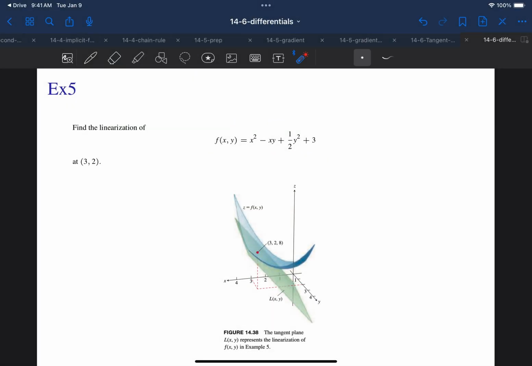So we're looking at your current position (3, 2), which is here, right? And I want (3, 2, 8). So (3, 2) is x, y, and the corresponding z is, if we put (3, 2) here, then you can see that 3 times 2 plus 1/2 times 2 squared plus 3, which is 8. So your z value is 8. We can directly do the algebra to get this. So your current position together with the tangent plane gives your linearization.